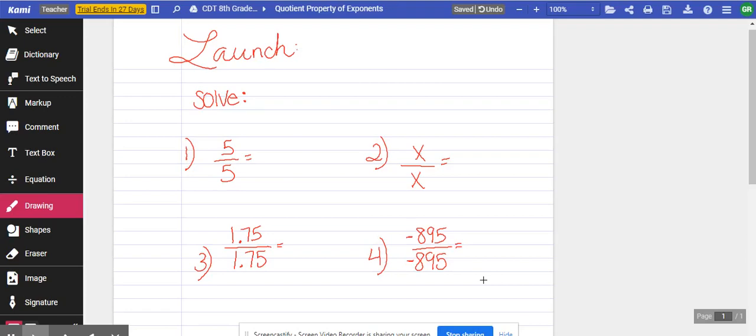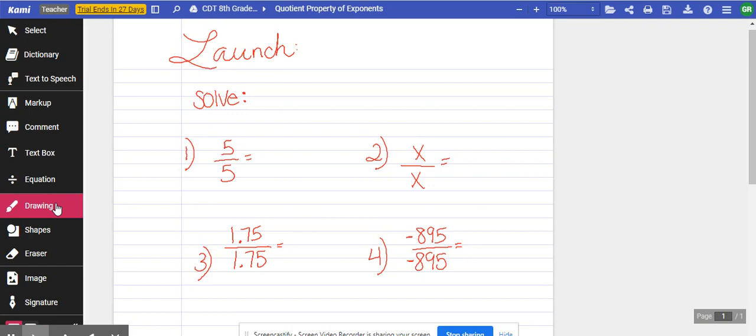Let's start by having you solve these four problems. So go ahead and pause the video, work out 1 through 4, and then unpause when you're ready to check your work. Okay, so you've learned in previous years that anything divided by itself is equal to 1.